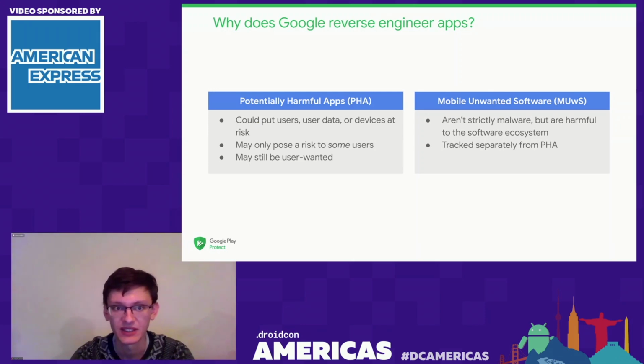The reason our team reverse engineers apps, as I mainly said, is malware. To give you an idea, there's generally two categories we're looking at. One is things that directly put the users at risk, and we call this PHA, or potentially harmful apps. The reason we call them potentially harmful is not because we're not sure they're harmful, but because they might not be harmful to all users. An example might be something that tries to steal your banking credentials, but if you don't use a bank that they're targeting, it might not affect you. So in that case, it might only be harmful to users who have bank accounts with certain banks.